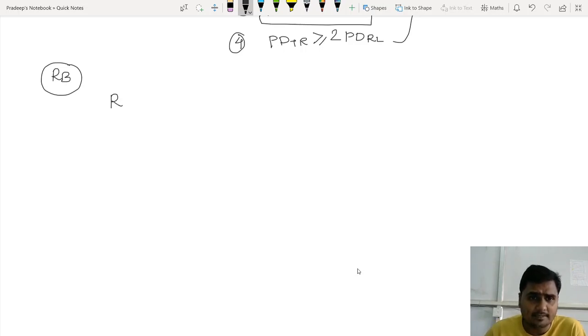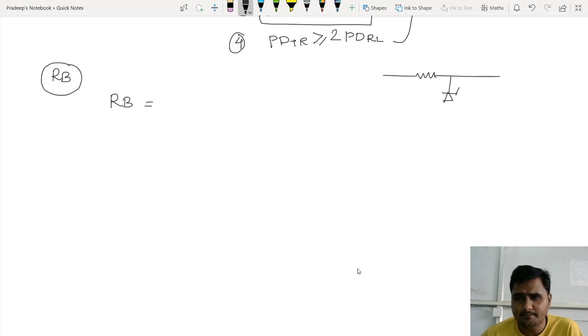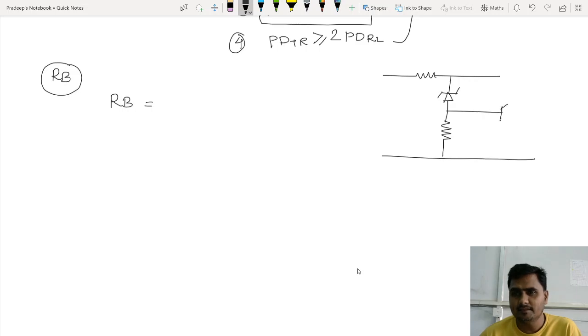what is that RB? Let me draw this circuit diagram once again here. Here a Zener diode is there, and here is my RB, in which we are interested right now, and this is my transistor, and hence the further circuit is there. The current IB, this current is IRB, this current is IZ, and this current is I.